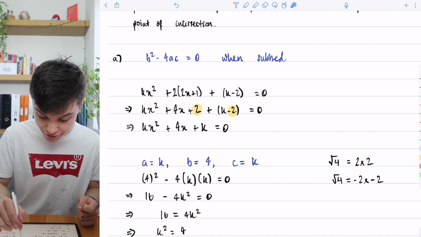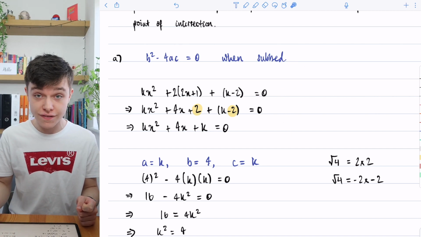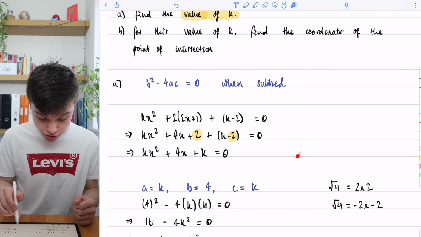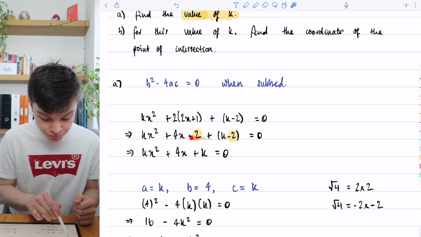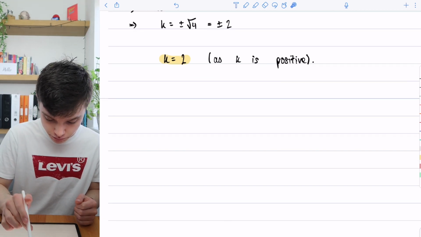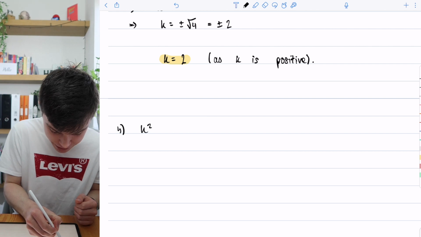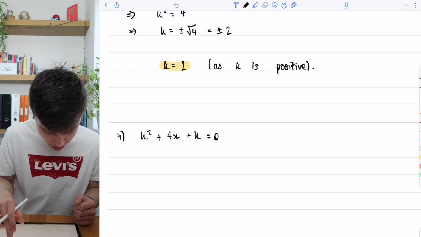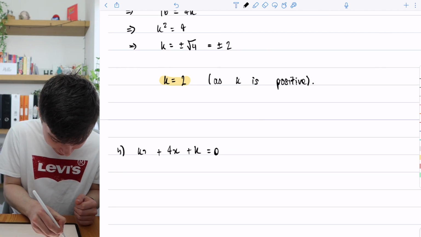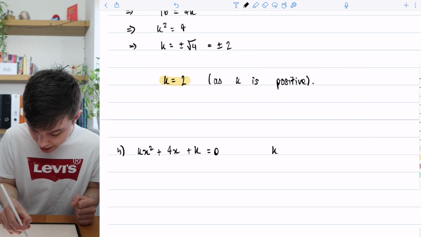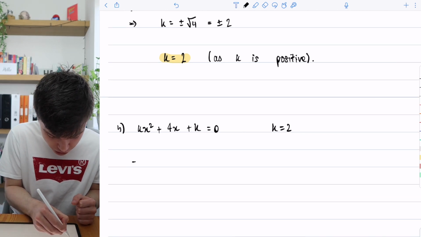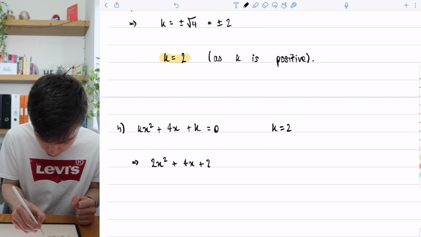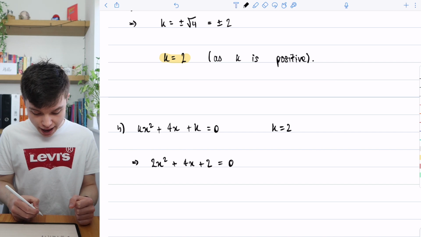So we know we have to go through this method to find the points of intersection, but we've already done that. We've already done it here. So all I can do is just substitute k into this quadratic. So part B, we had kx squared plus 4x plus k is equal to 0. And then we had k equaling 2. So if we substitute k in, that says 2x squared plus 4x plus 2 is equal to 0. And then I need to solve that.